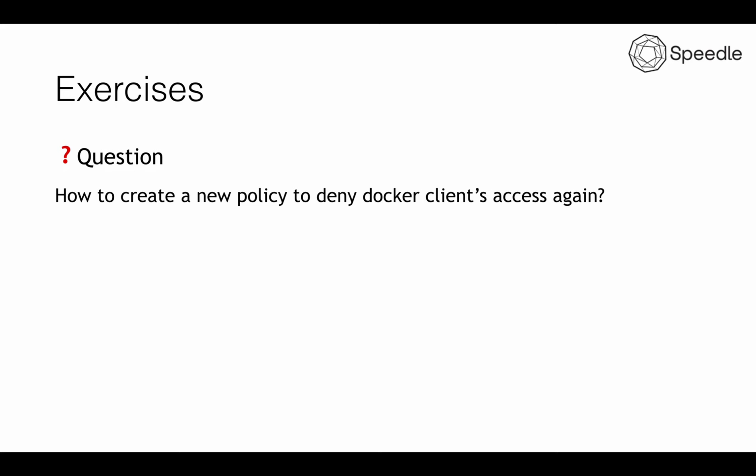Let's do a small exercise. As you can see, we created a policy to let the docker ps command work. Do you know how to create a new policy to make it deny again? One tip is deny. Okay, the answer is to create a new deny policy. This works because Speedle uses a deny-overrides strategy for authorization evaluation.